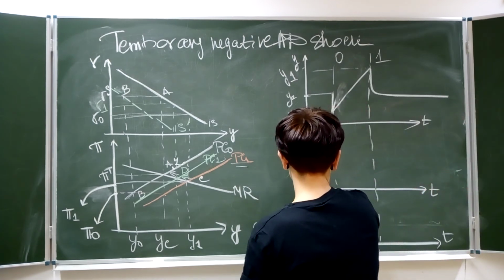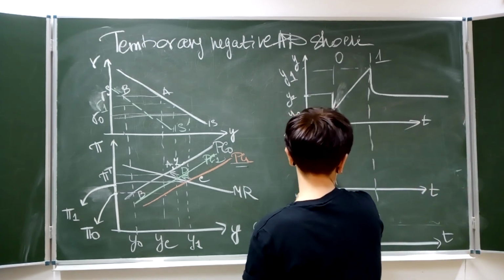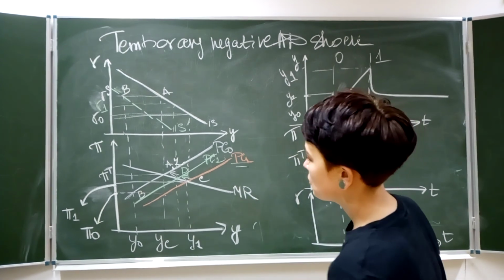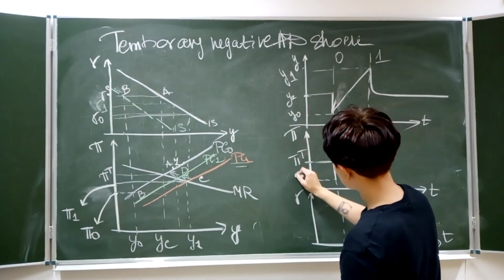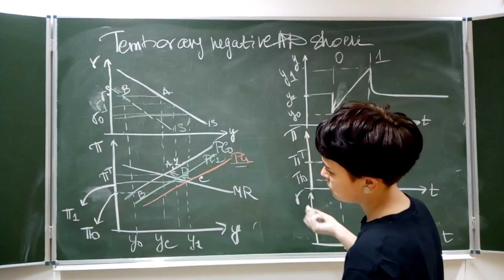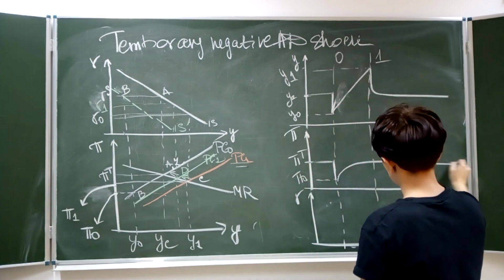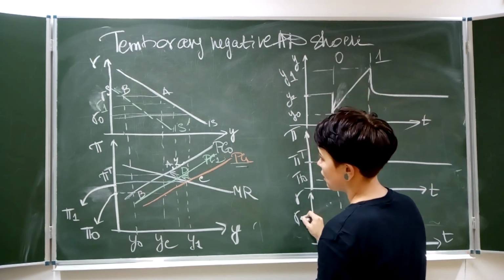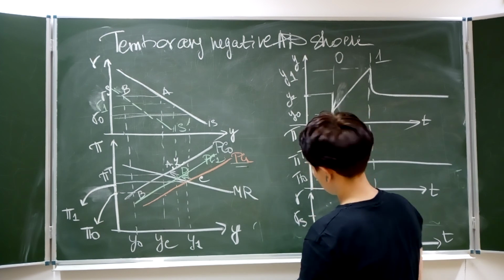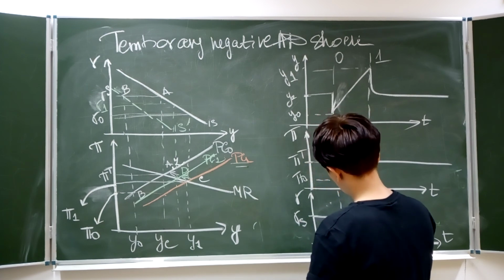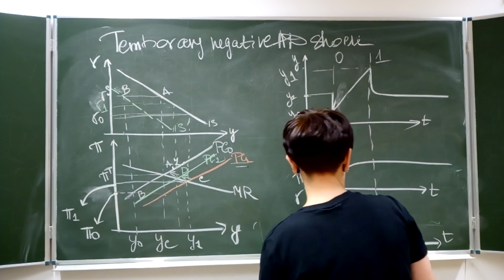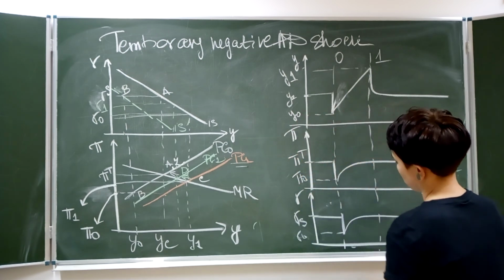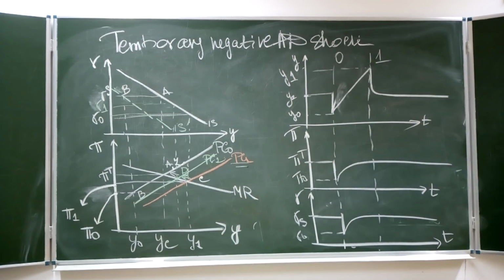Okay, for inflation. Initially the value was pi tau until period 0, then it decreased to pi0, and then it was slowly increasing until it reached the initial level. For interest rate, we started with RS, then RS decreased to R0 in period 0, and then it was slowly increasing until it reached the initial level. Okay, so that's it for this graph, and thank you for watching.